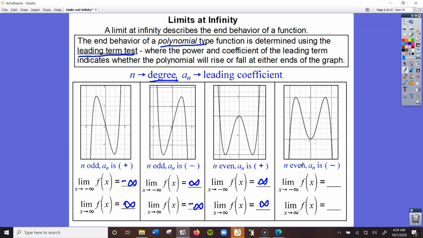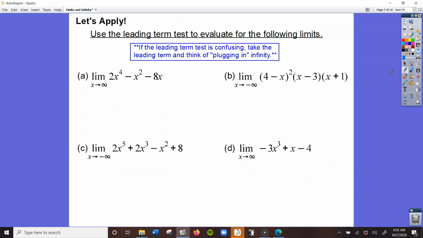Versus when you have a negative leading coefficient and the exponent is even, then both ends would be going down to negative infinity. So we can apply this when we are finding the limits as x is approaching some type of infinity for polynomial type functions.